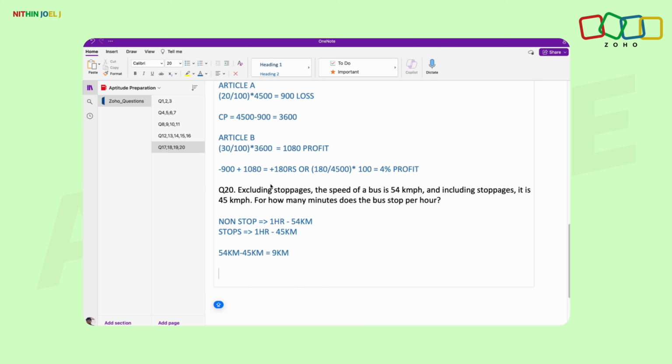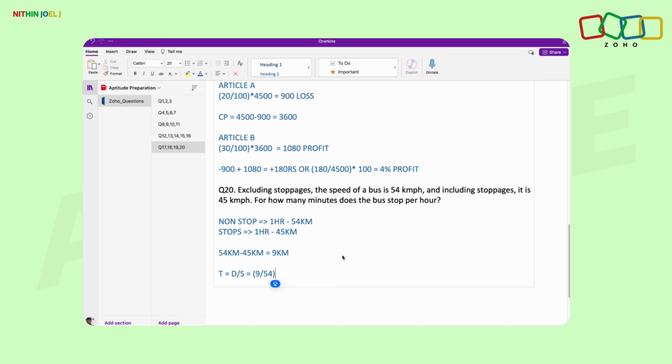So the question clearly says that we have to find the minutes the bus stops per hour. How many minutes does the bus stop per hour? This denotes the question is related to time over here. So what is the formula for time? Time is equal to distance by speed, which is 9 km divided by speed. What is the speed over here? 54 km per hour. That is the highest speed, right? 54 km per hour.